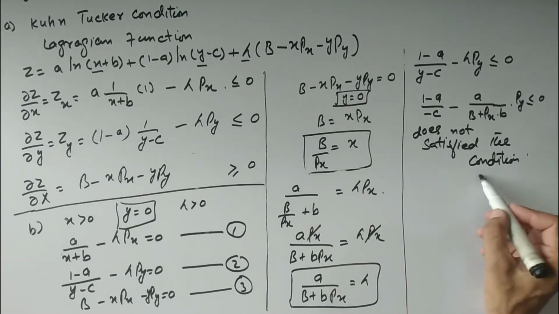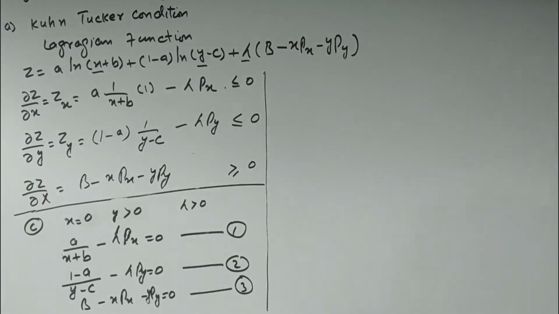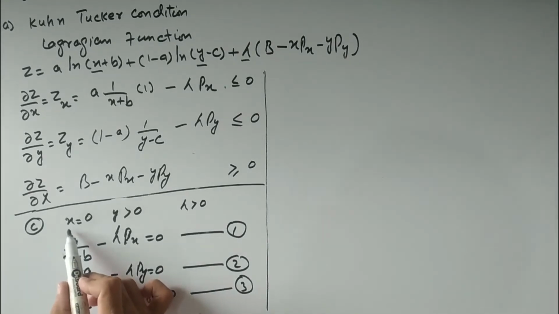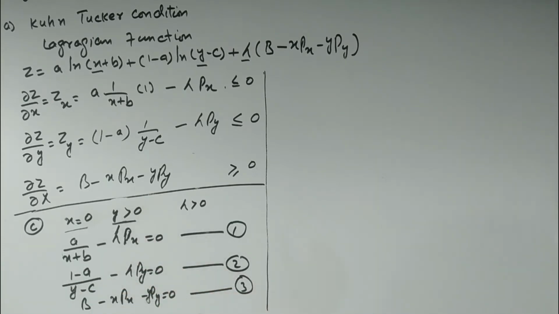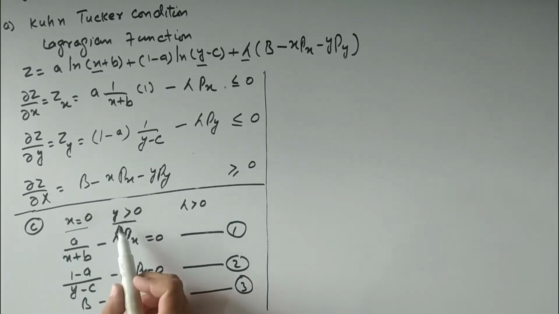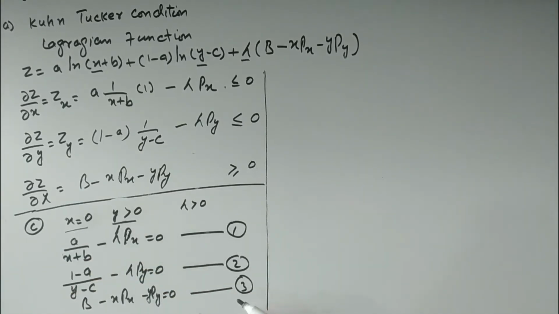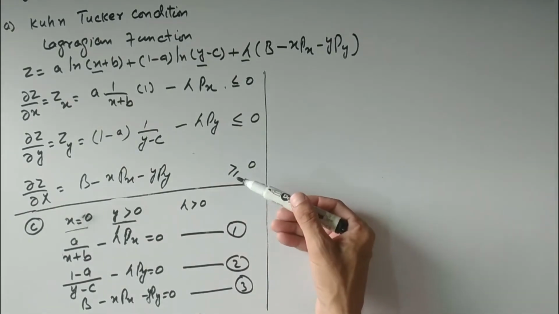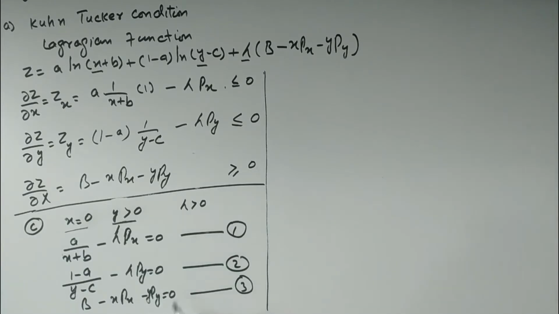So we move further, that is part C. Now move towards the C part. The condition is now x is equal to 0 and y is greater than or equal to 0. And in the B part, we solved y is equal to 0. Now x is equal to 0. We have already solved these equations from the partial derivative. Now we have to put these values in equations 1, 2 and 3.